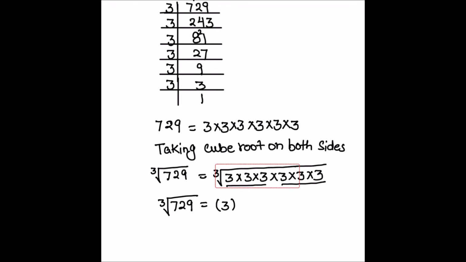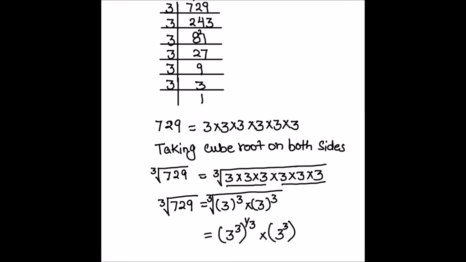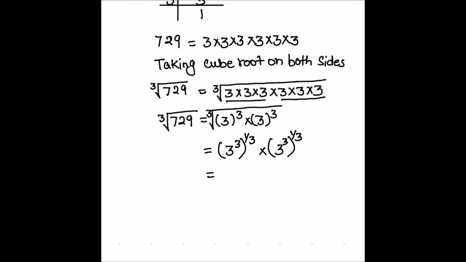3 cube times 3 cube, cube root. And as this is cube root and these are cube numbers, cube and cube root will get cancelled out. So we'll write it in exponent form, which is 3 cube whole raised to power 1 by 3 times 3 cube whole raised to power 1 by 3. And this we can write as 3 raised to power 3 upon 3 times 3 raised to power 3 upon 3.